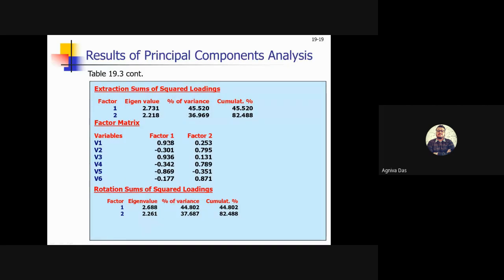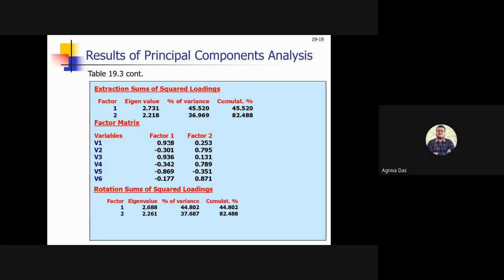So here we are looking at how to make even clearer this demarcation that this variable belongs to this factor. The clearer it is, the better your factoring is. Am I clear? Is this hard to understand? Okay, I'll repeat myself then.